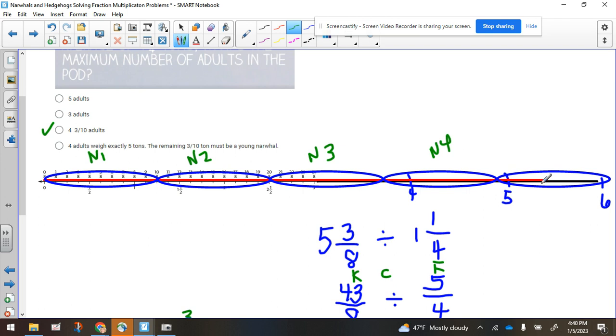But we have to interpret, what does this really mean? What this really means is that the remaining piece must be a young narwhal, like a little baby one that hasn't grown up yet. Maybe it's a few months old. So what are we going to pick? We're going to pick that last answer right here. This is your correct answer.